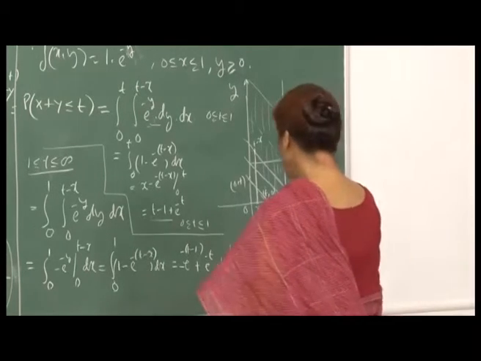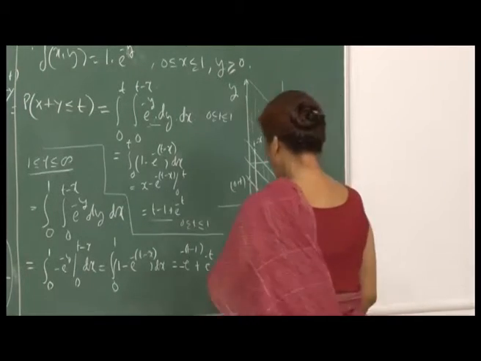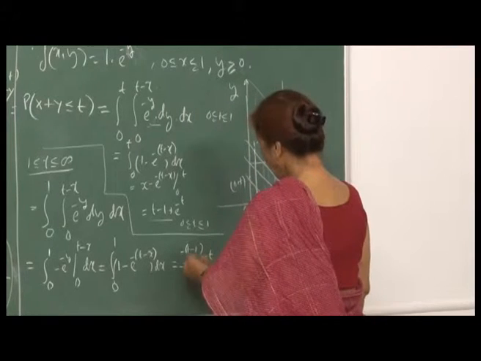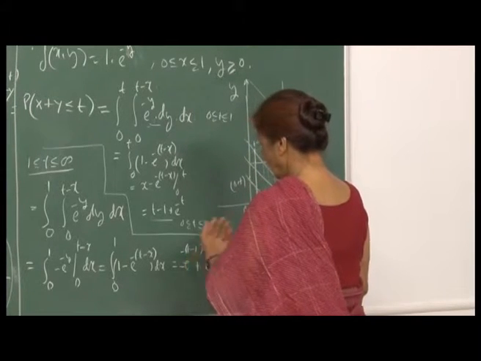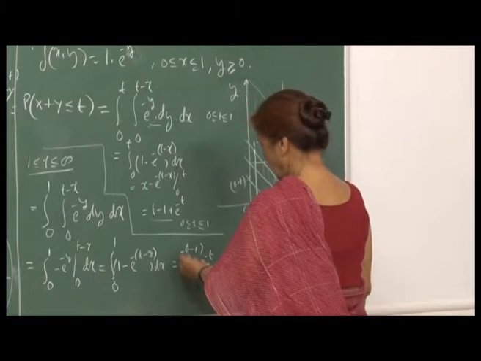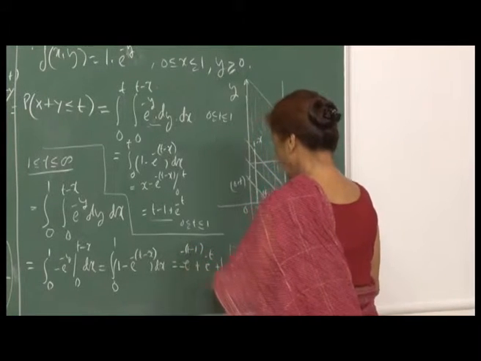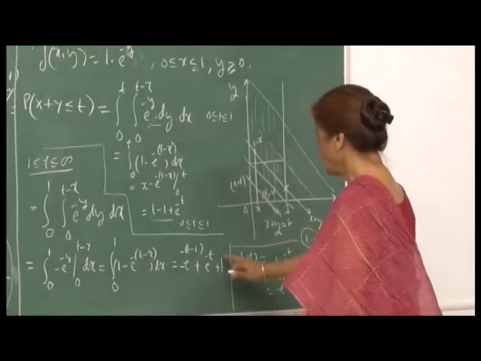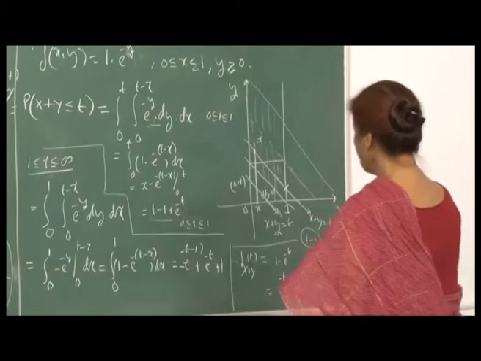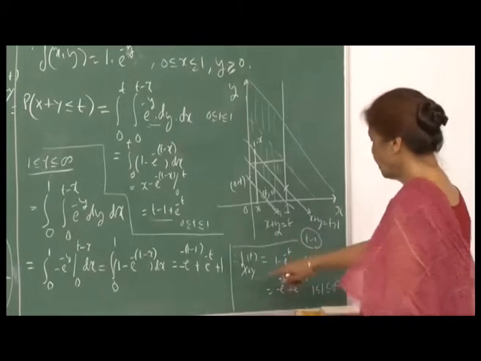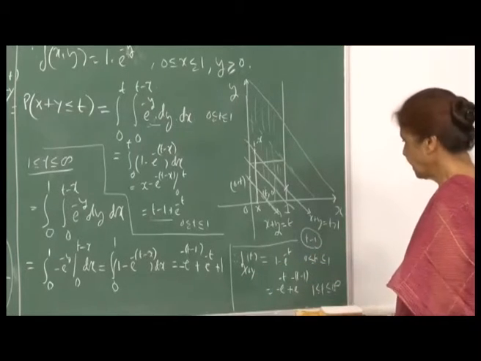Have I written it correctly here? Okay, let us just make sure that as t goes to infinity, this goes to infinity also, and so e raised to minus of t minus 1 also goes to 0. So, therefore, the limiting value is 1. So, this is a valid cumulative distribution function, and now we want to compute the PDF, so we just differentiate.